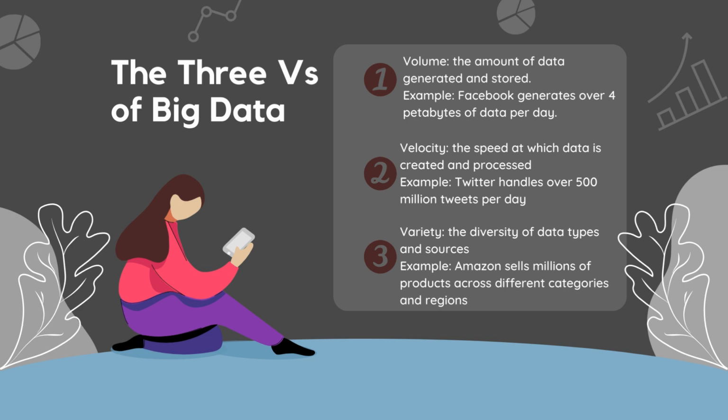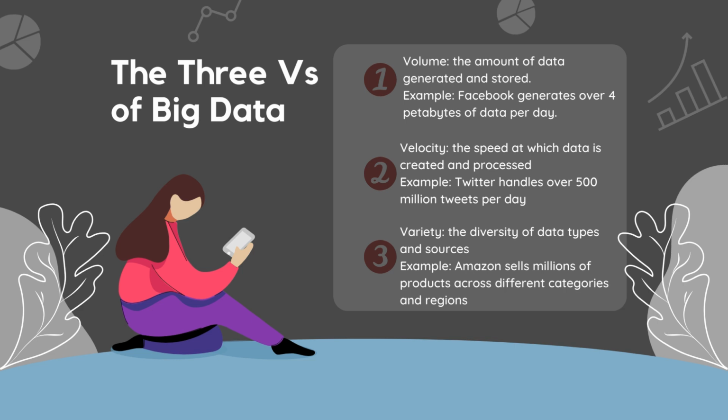Number 2, velocity. Velocity is the speed at which the data is created and processed. Big data is so fast that it is generated and consumed in real time or near real time. For example, Twitter handles over 500 million tweets per day, which is equivalent to 6,000 tweets per second.